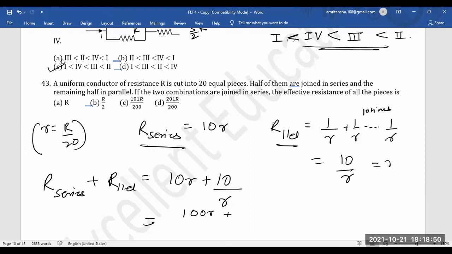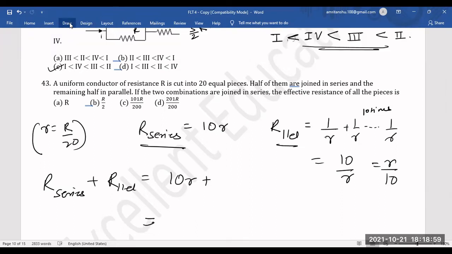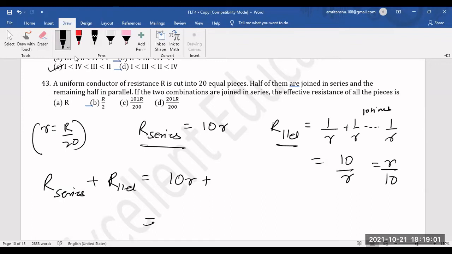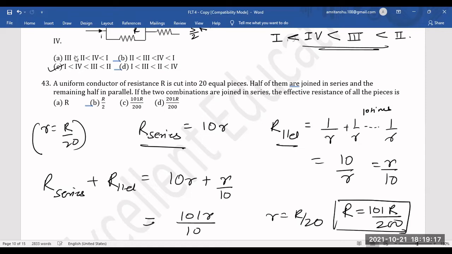Sorry, this is R by 10. This is R by 10 actually. This will be 101 R by 10, and if I put R as R by 20, I get the final answer as 101 R by 11. So this is our final answer. So our answer will be C.